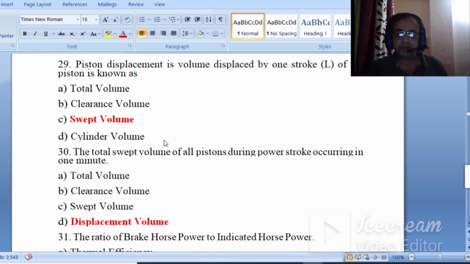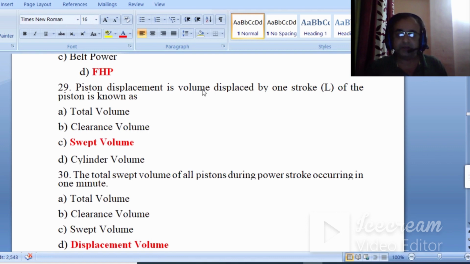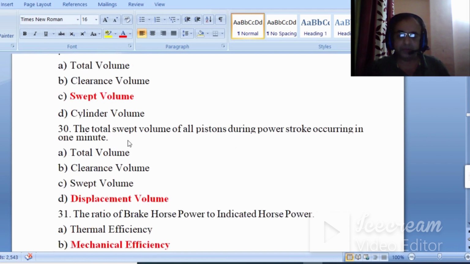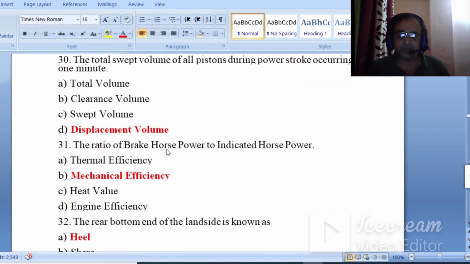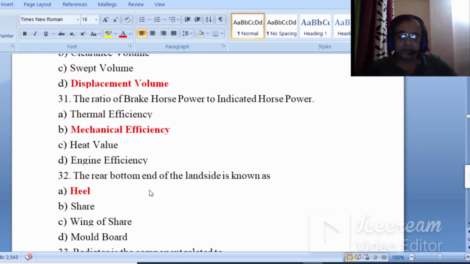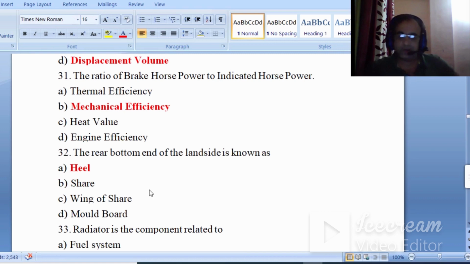And swept volume is just the piston displacement, the volume displaced by one stroke, meaning one power stroke of the piston. Then the next question is the ratio of brake horsepower or brake power to indicated power, which is known as mechanical efficiency.